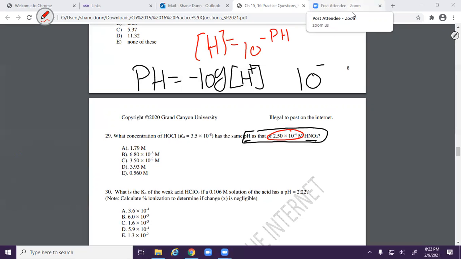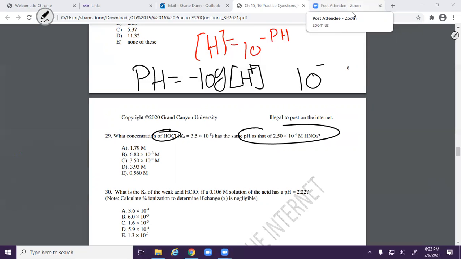Why do you do that? Because this is what the question's asking. What concentration? It's asking the concentration of this guy that has the same pH as this guy. So what you've got to do is figure out how much this has.